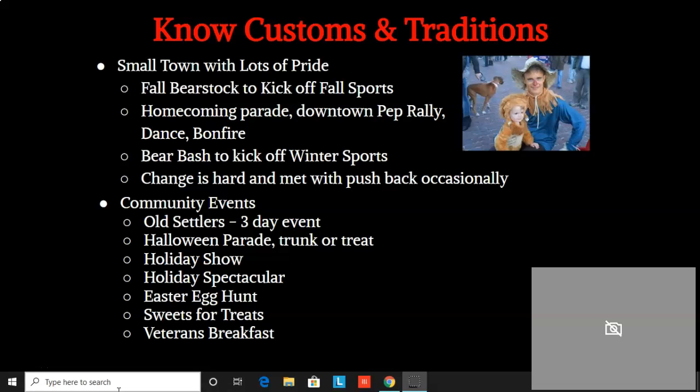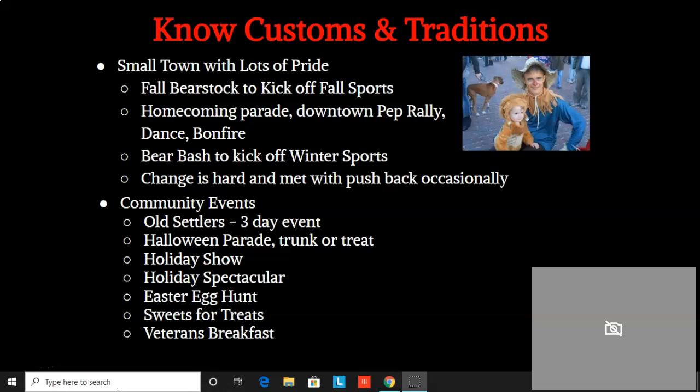We have lots of community events. A few of them are Old Settlers. This is a 3-day event in the summer. We have lots of vendors, a street dance, tons of community activities going on. There's a fundraiser 5K. Some other things that the Lions Club and one of the churches host is a Halloween parade with a trunk or treat.